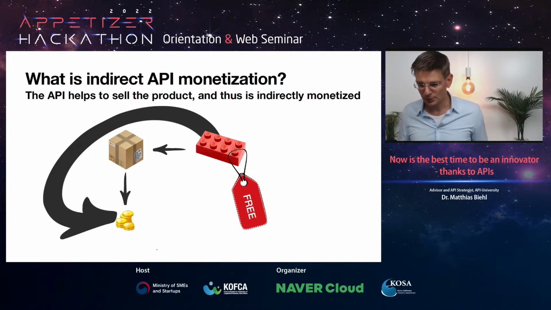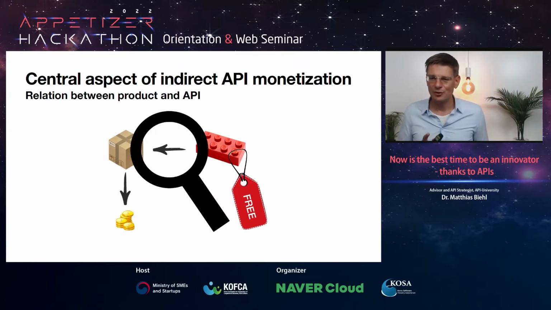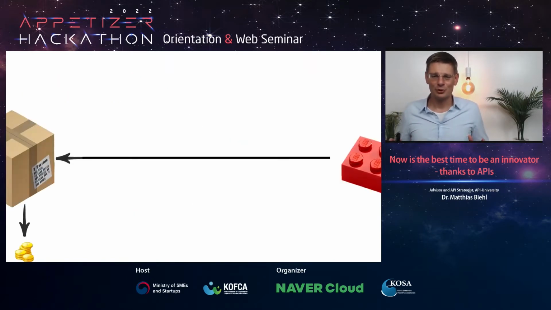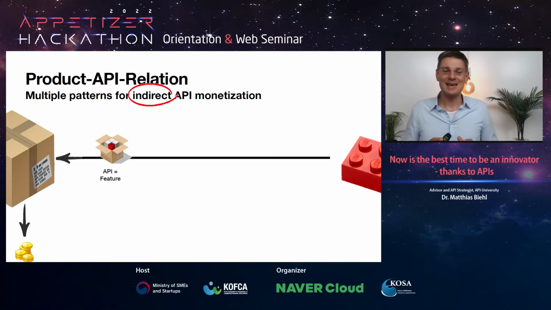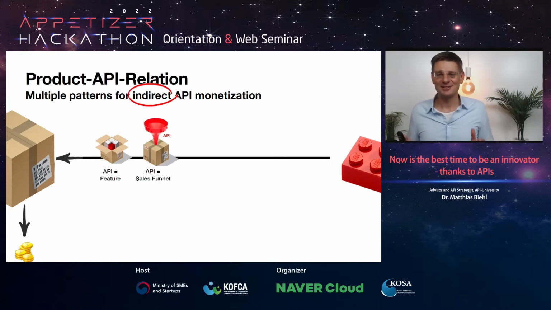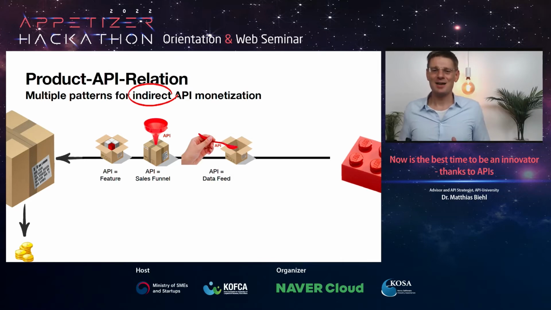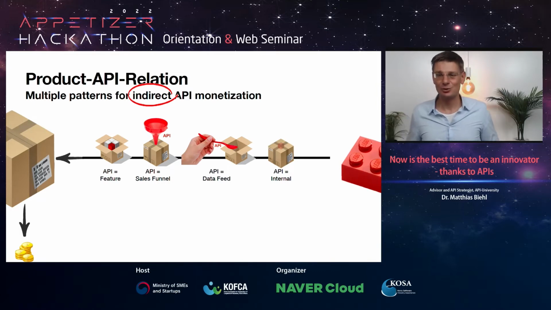So it's very important that you look at the relation between the product and the API. And very quickly, we'll go over this and look at this relation. I'll give you an overview of how an API can relate to a product and you can indirectly monetize it. This is by making the API a feature, making the API a sales funnel, making the API a data feed, or making the API internal to your product, like an omni-channel experience.